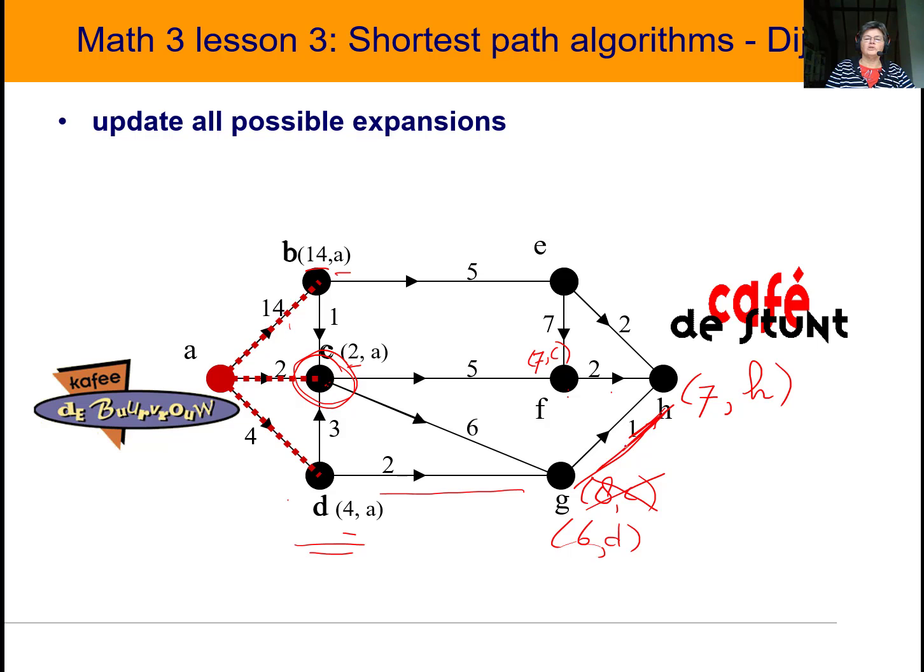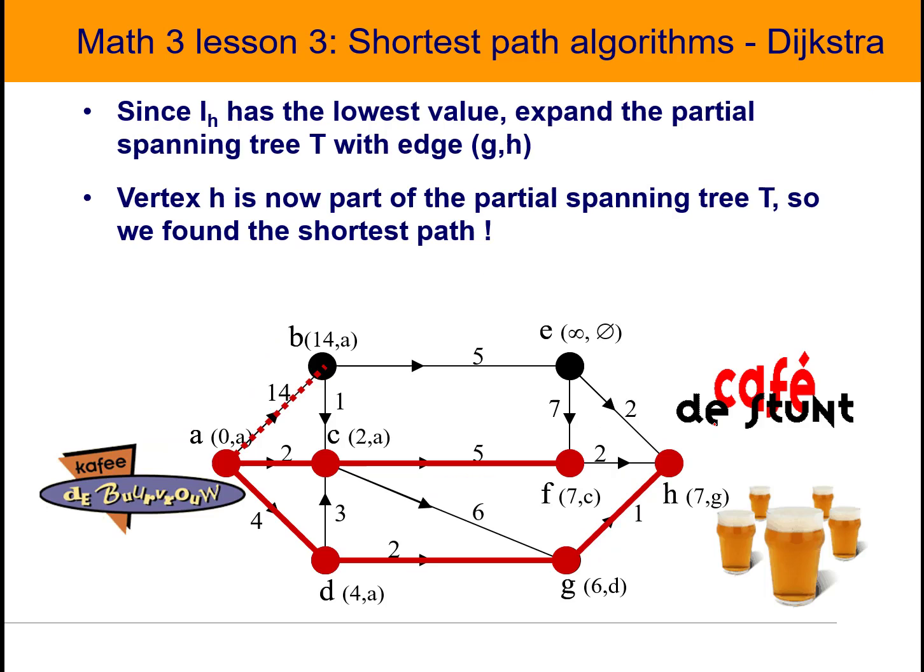So we'll just trace it back. This one, that one. So the route is A, D, G, H. And it'll cost us a total of 7. Great. So this is Dijkstra's algorithm.